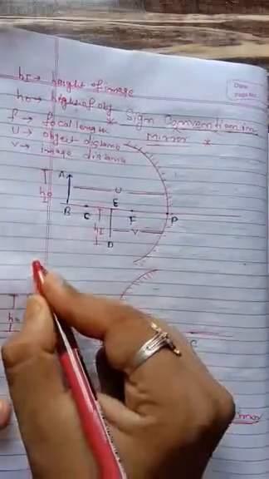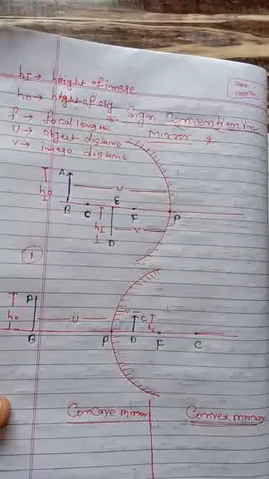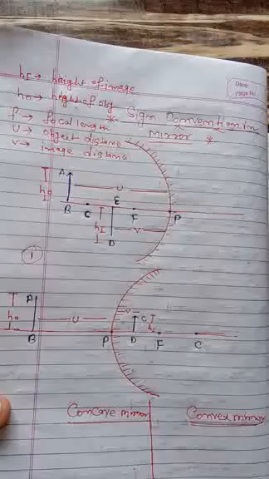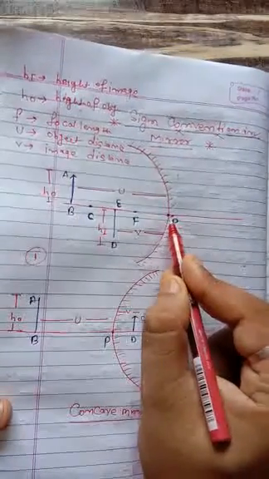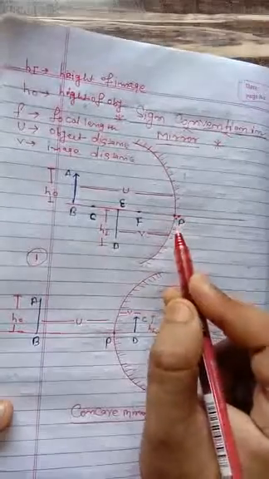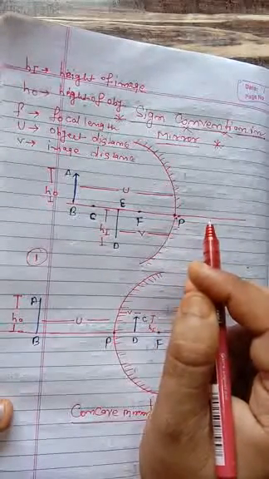The first rule of the sign convention is that all the distance is measured from the pole of the mirror. Means this is the pole of the mirror and we measure all the distance from the pole of the mirror. This is the first rule of the sign convention, whether you take a concave mirror or a convex mirror.